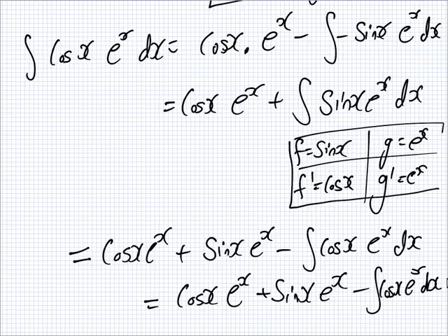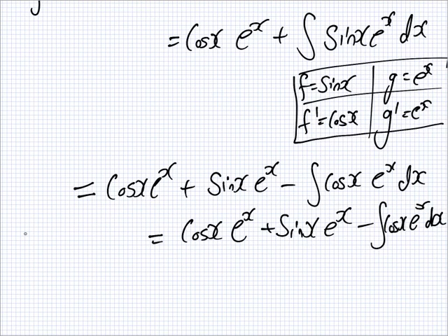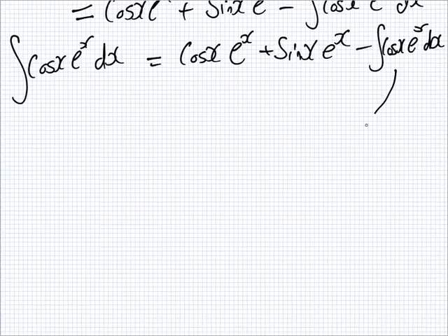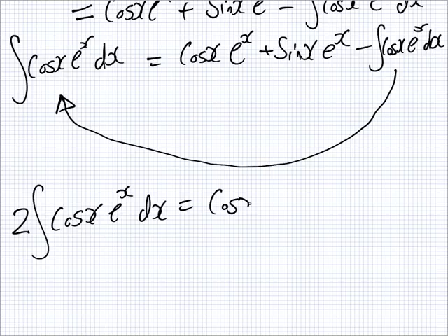It's a problem. Does anyone know what to do next? Oh, no. I think it has no answer. Oh no, it has an answer. So watch this. Let's not forget what is equal to the question. The integral of cos x ex dx is equal to this. Take this over here. How many of them do you have now? Two of them. So now I have 2 times the integral of cos x ex dx equals cos x ex plus sin x ex. What's next?